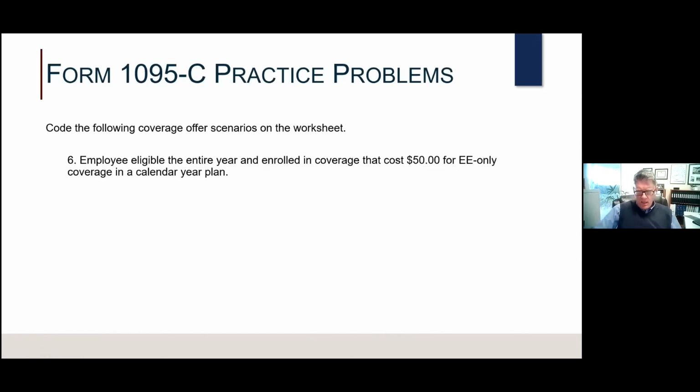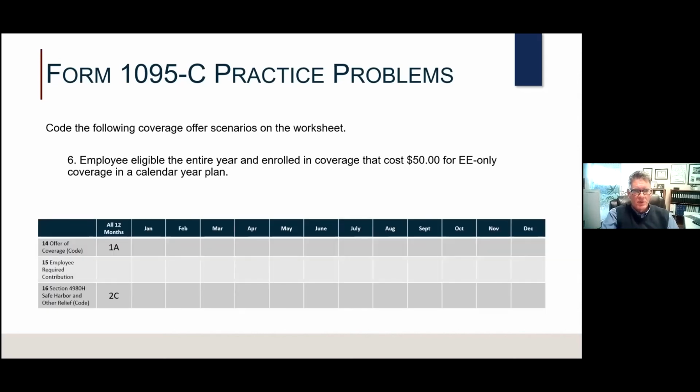Okay. Employees eligible the entire year is enrolled in coverage that costs $50 and is covered the entire calendar year. How's that form? This will be one of the simplest forms you ever fill out, and that's the form right there. And again, we're using the 1A because the cost of coverage is below that FPL number. There's no data on line 15. We don't put 50 on line 15. And we have this, again, optional code 2C on line 16. This would be a completely accurate form if all you saw here was 1A on line 14.